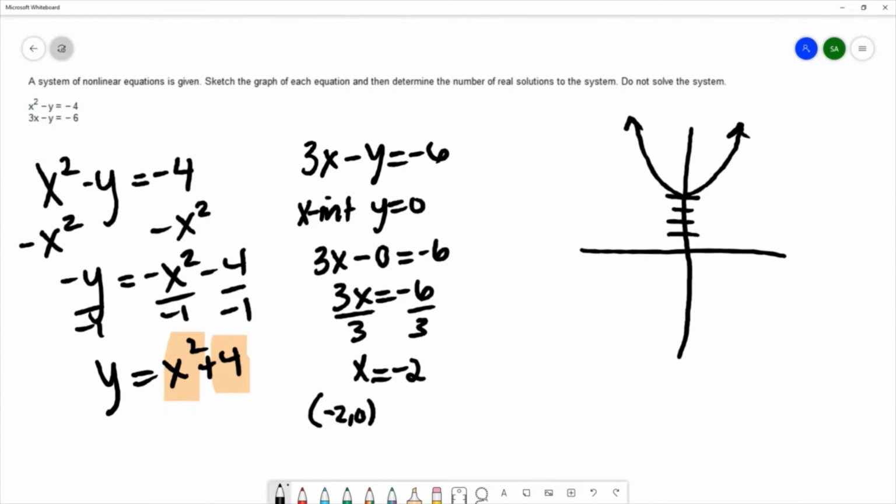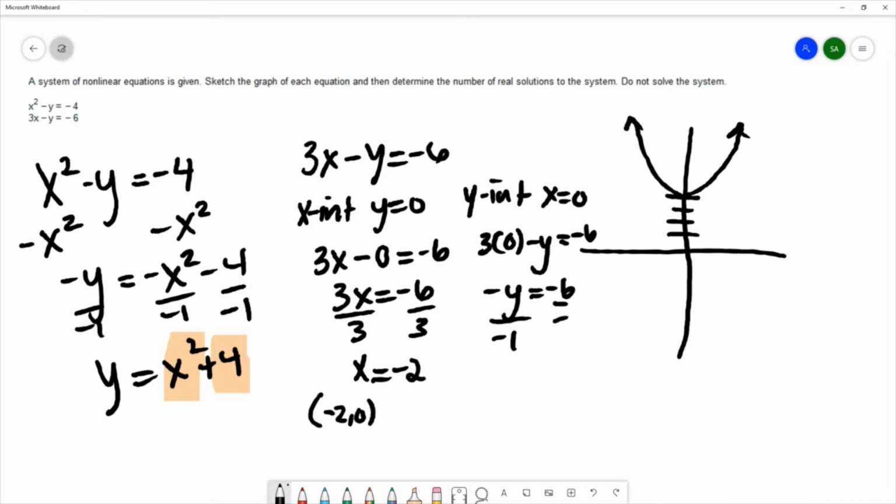And for the y-intercept, I would let x equal 0. That's 3 times 0 minus y equals -6. Negative y equals -6, and I'll divide by -1. That's y equals 6. So I have a y-intercept of (0, 6). I'll plot my x-intercept at (-2, 0) and my y-intercept at 6. I'm going to connect those 2 points with a straight line.